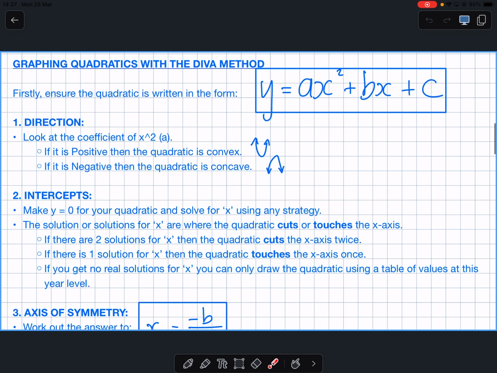I'm going to give you plenty of time to get these notes down. Firstly, write the quadratic in that form. Second, look at the coefficient of x squared. What is the coefficient? It's the number in front of x squared. If that number is positive, it's convex. So where is the curve pointing when this number is positive? Is it pointing down or is it pointing up? It's pointing down if that number is positive. If it's negative, it's pointing up.